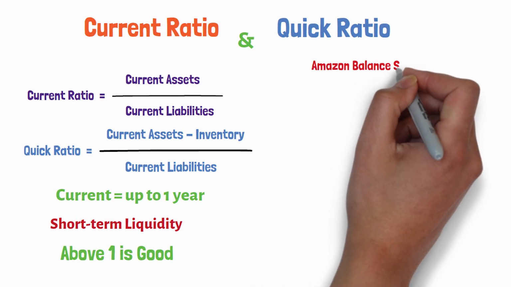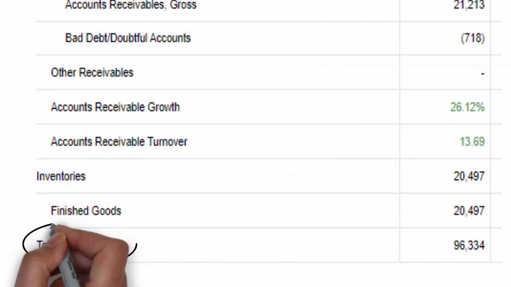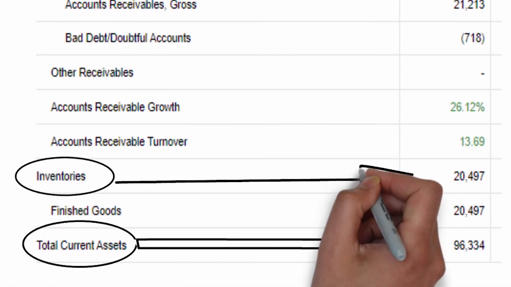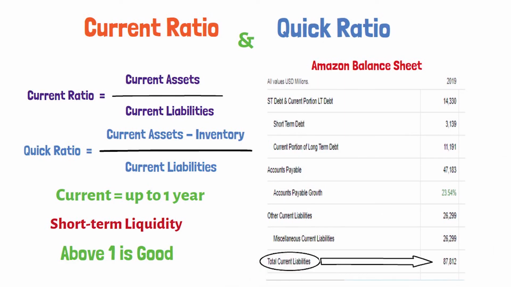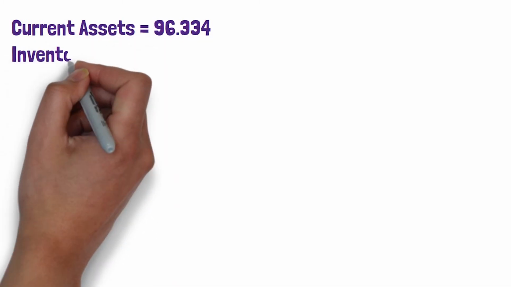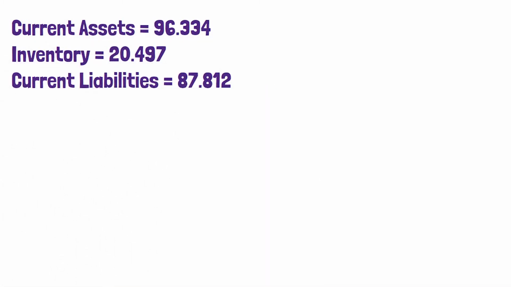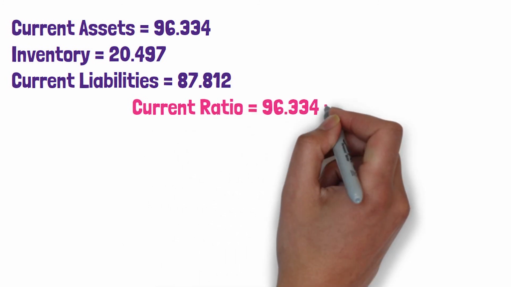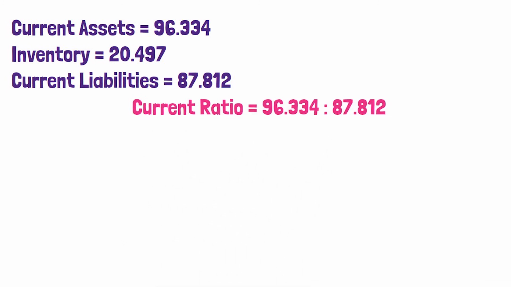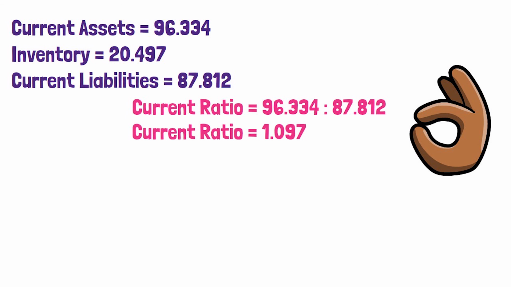Let's take Amazon as an example. From its balance sheet, we can find the current assets, the inventory, and the current liabilities. The current assets are 96 billion, the inventory is 20 billion, and the current liabilities are 87 billion. To find the current ratio, we divide the current assets 96 by the current liabilities 87, which equals a 1.09 ratio. The ratio is above 1, which is very good, and it shows that Amazon won't have an issue repaying its current liabilities with current assets.